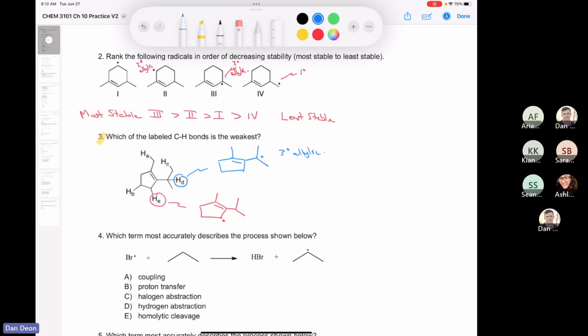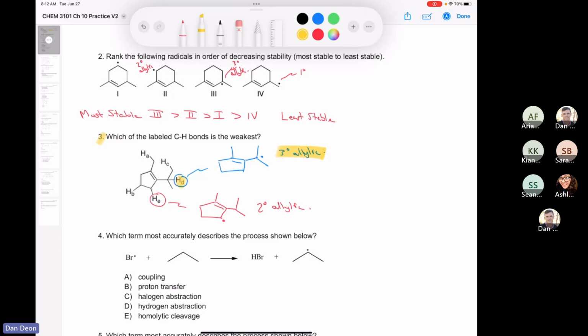And this one is allylic, but it's secondary allylic. And so the winner is going to be the tertiary allylic. And so the winner will be this one here. Give me a thumbs up if that makes sense now that you've taken a look at both of those radicals. Okay, great. Yeah, absolutely.